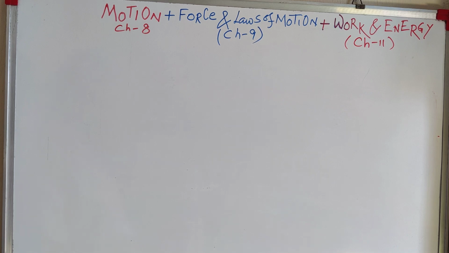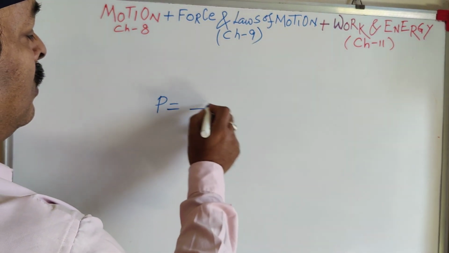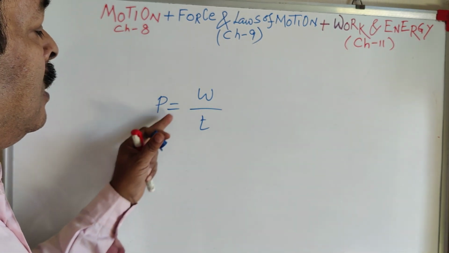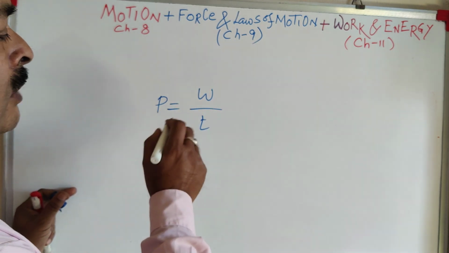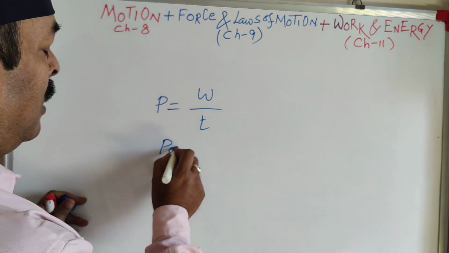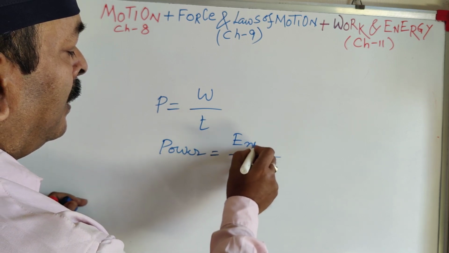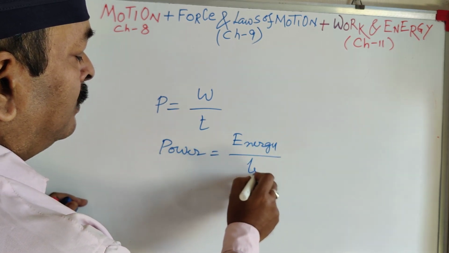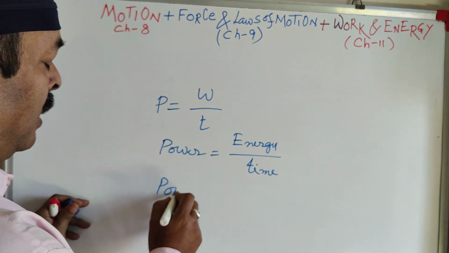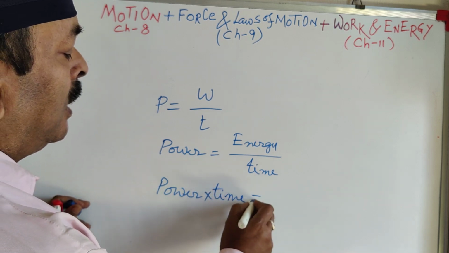Let us calculate. What we told here, that P is equal to work upon time, or we can say P is equal to energy upon time. Instead of work we can write energy, but the formula is the same. So power is equal to energy upon time. Okay, so if we multiply power into time, then we will get energy.